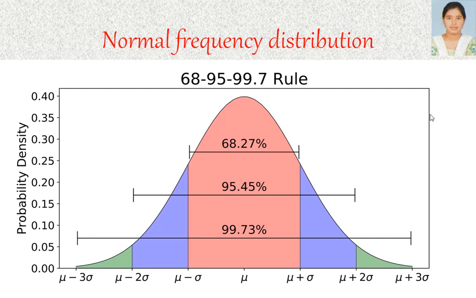So generally it is given as the 68, 95, 99.7 rule. If the standard deviation is within the limits of plus or minus sigma, the area covered is up to 68.27%. If we increase the standard deviation, that is, the probability density is increased up to plus or minus 2 sigma, then the confidence level is 95.45 percent.